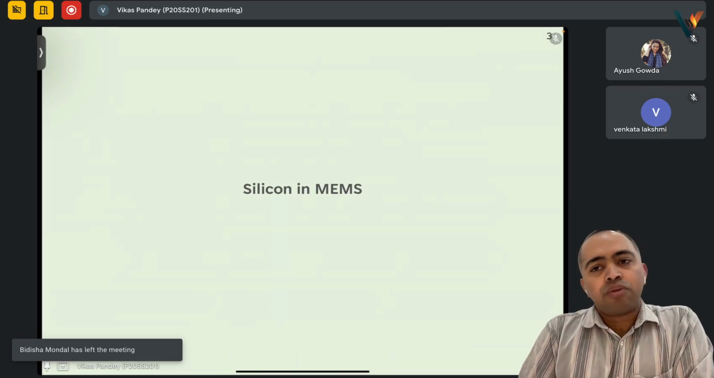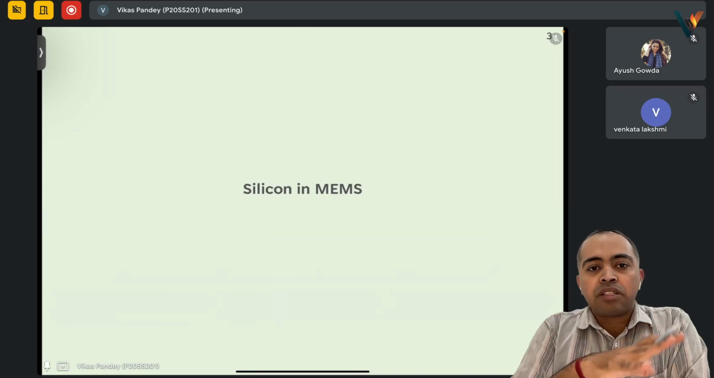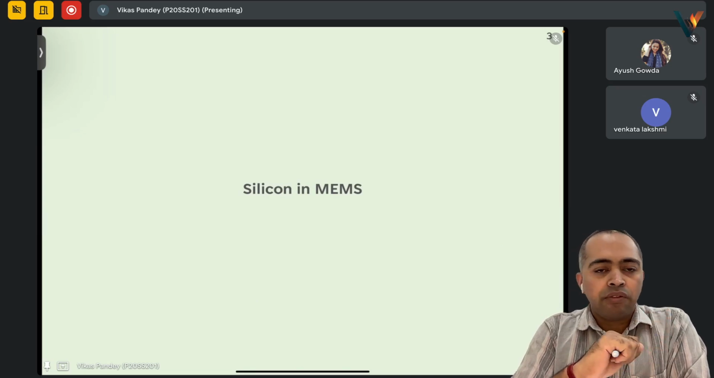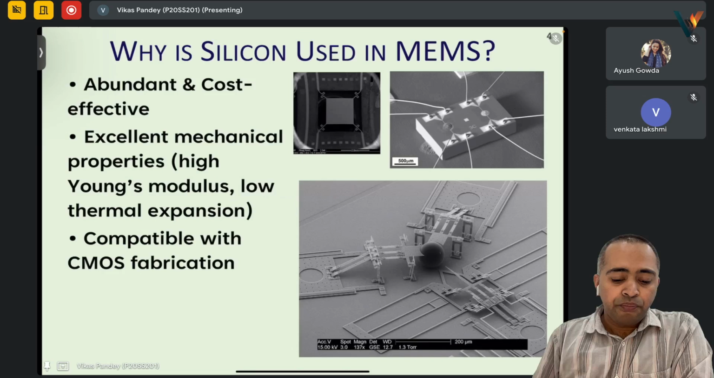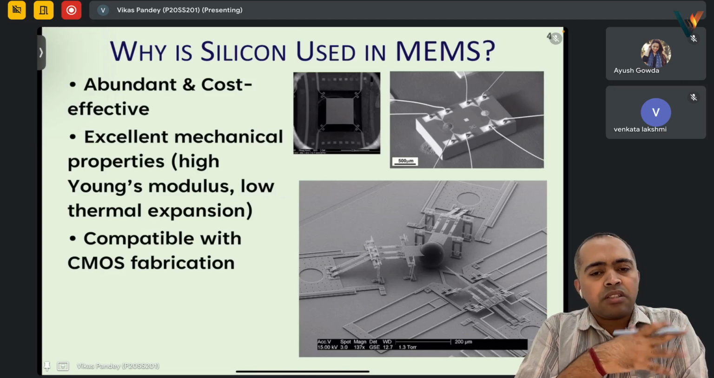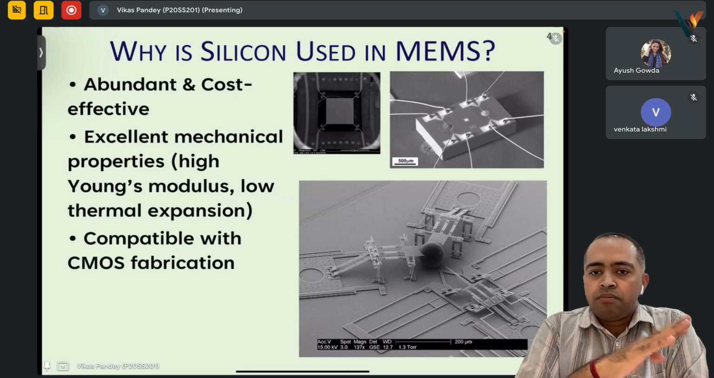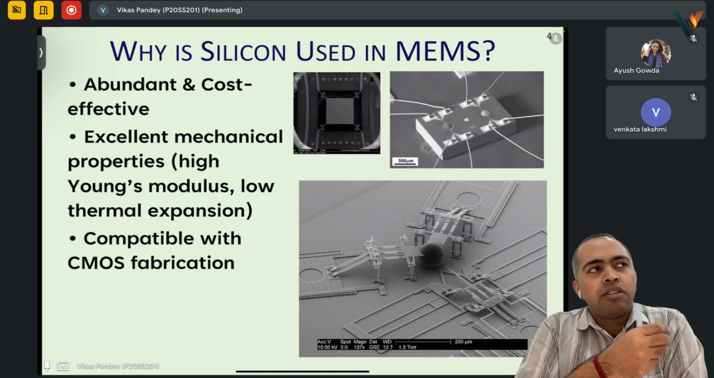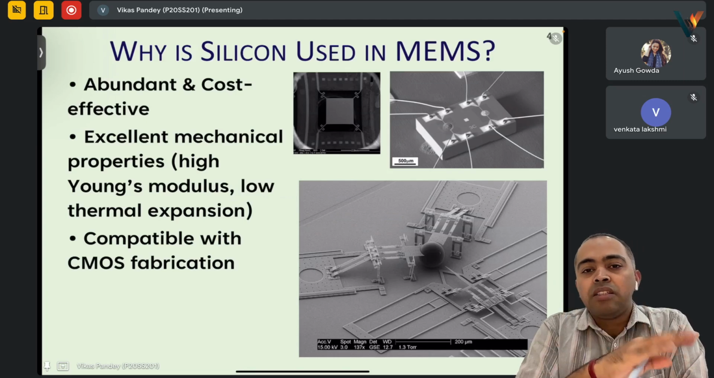So for now, let's start this class where we will first be discussing the summary of things covered in this week, and then we'll be discussing some questions to clarify those things. So first thing is silicon in MEMS. Why is silicon used in MEMS? One is, we have discussed this a lot of times, it is abundant and cost effective. It is easily available since it is made from silica or silicon dioxide, or we can say sand. The base material is kind of sand.